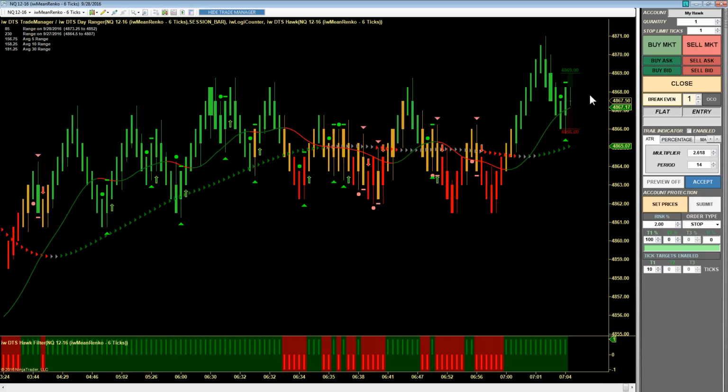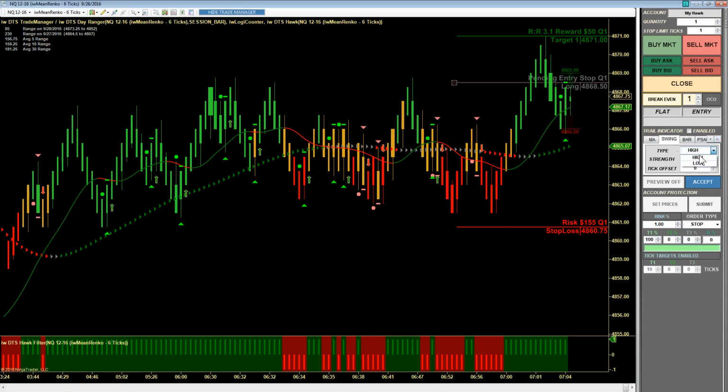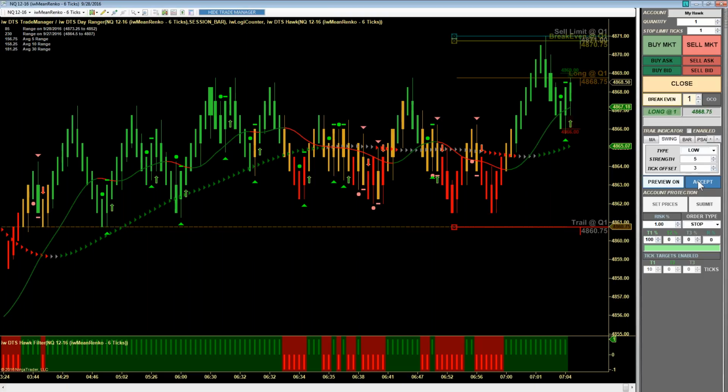This now is a macro pullback, or sorry, getting my terms confused. A first micro-macro cross signal, which tends to be a very high probability signal. I'm going to dial down the risk, though, just because the market is still sideways in my book. So I will go with the deeper stop. Let's go with a swing low. Maybe a couple, 3 ticks off the lows. There we go. We'll accept that.